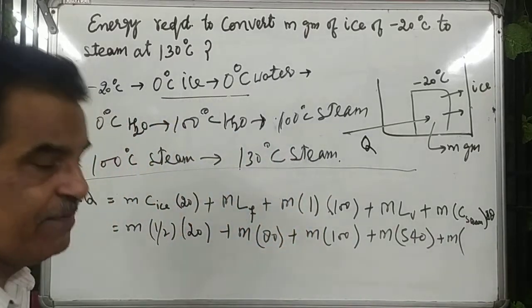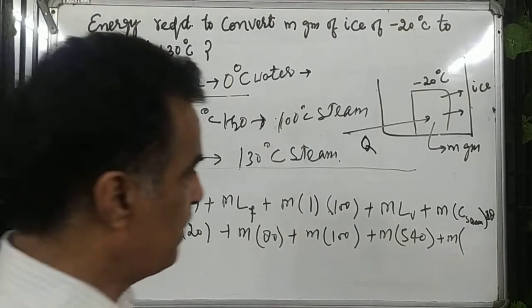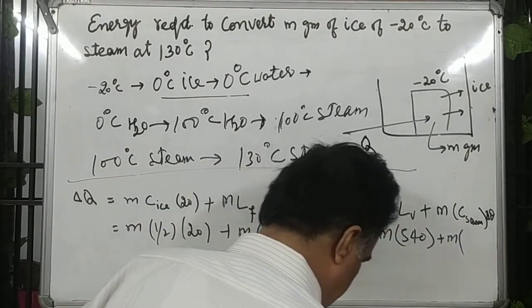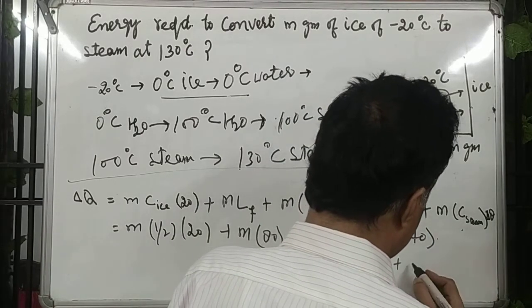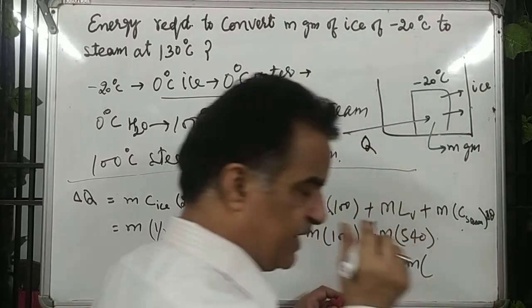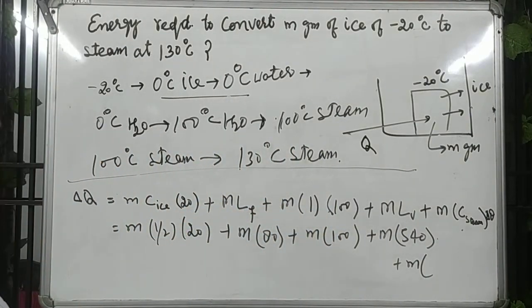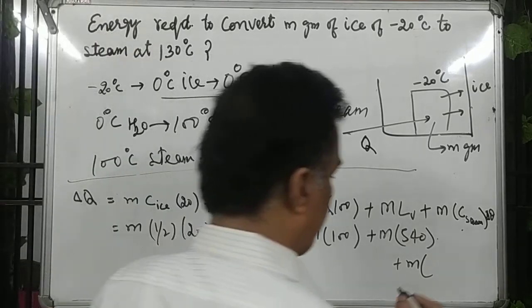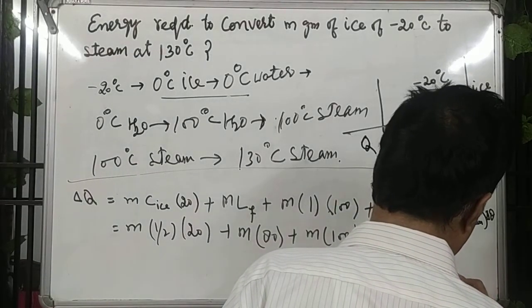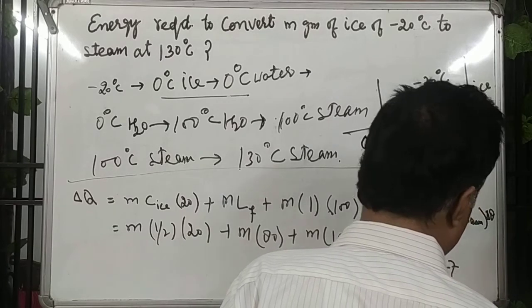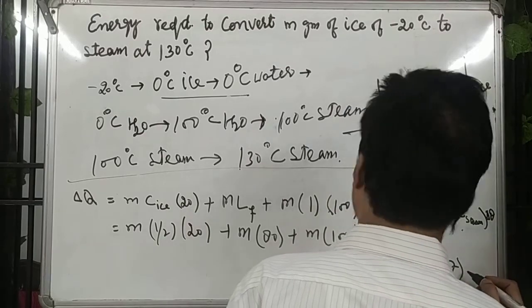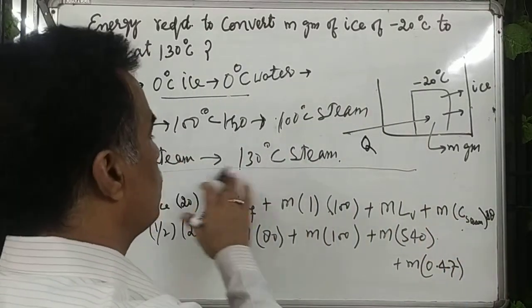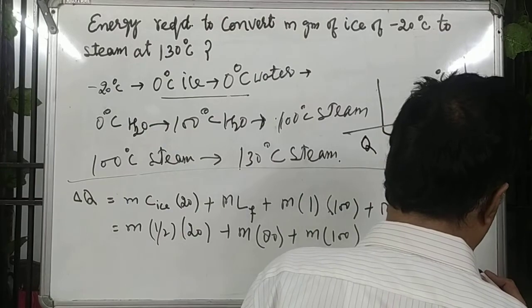The specific heat for steam is, I am writing this term downwards, there is no space upward, so plus m, the specific heat for the steam, that is 100 degrees Celsius and above, 0.47, this is a decimal, 0.47 calorie per gram, and the change in temperature from 100 degrees Celsius to 130 is 30 degrees.